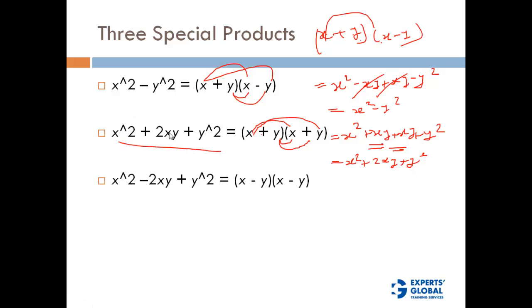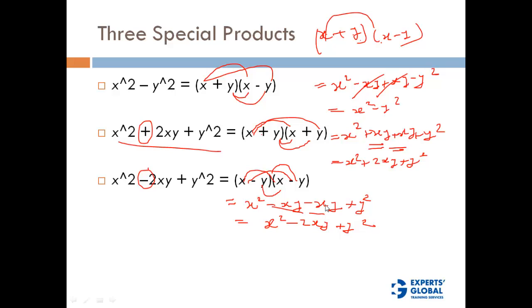The third product is x square minus 2xy, the only difference is this plus becomes minus. If it is x square minus 2xy plus y square, it is x minus y into x minus y. So let's look at this: x into x, x square, x into negative y becomes minus xy, negative y into x minus xy, negative y into negative y will be plus y square, right? Y square will always be plus because it's negative y into negative y. So we get x square minus 2xy plus y square, right? These two are the same terms, so it becomes 2xy.